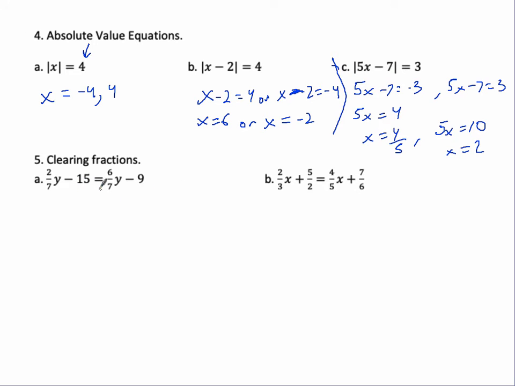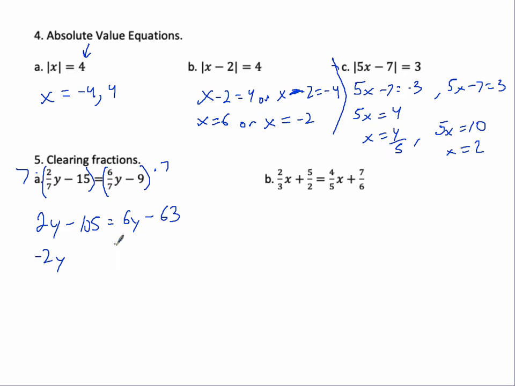Clearing fractions. If you got fractions in an equation, first thing you want to do is multiply by a number to get rid of the denominators, which are in this case just 7. So we can multiply everything by 7. That'll give us 2y here, and 7 times 15 is 105. Here we get 6y minus 63.